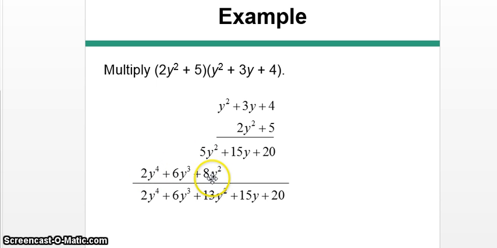Then you add them: 20, 15y, 5y squared plus 8y squared is 13y squared, 6y cubed, plus 2y to the 4.